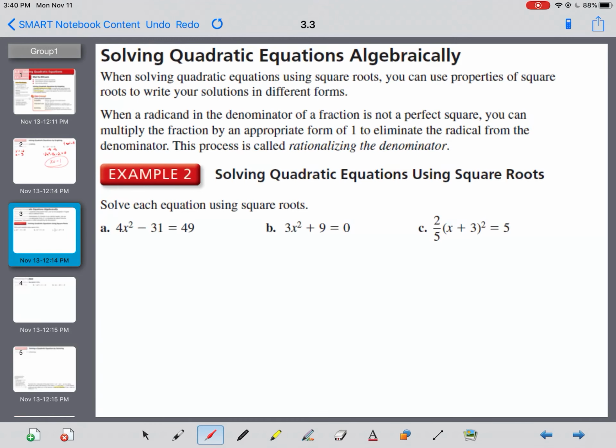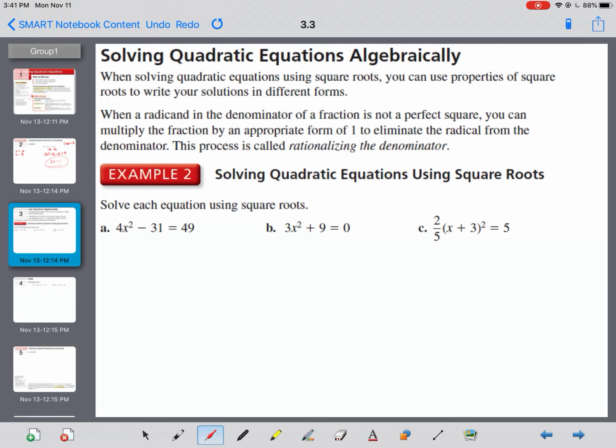The reason it's called rationalizing is because we want a rational number in the bottom of the fraction, in the denominator, and not an irrational one. A square root that doesn't simplify is irrational. We can't have that in the bottom. It's a no-no. So you just have to get rid of it, and I'll show you that when it comes around. Okay. So basically what we're going to do is we're going to solve algebraically.